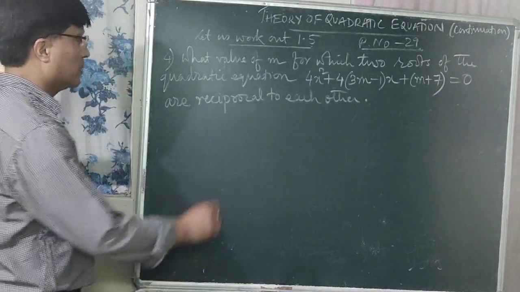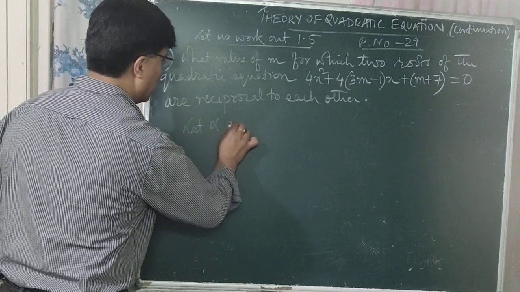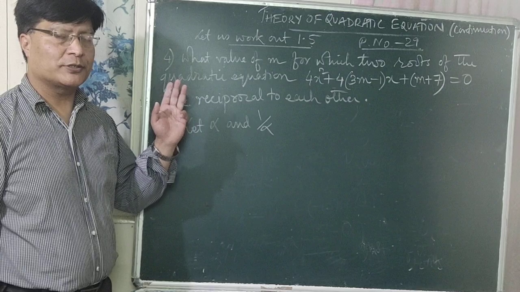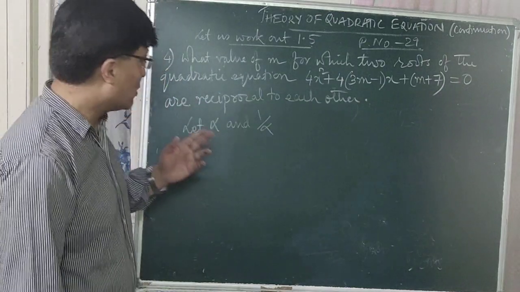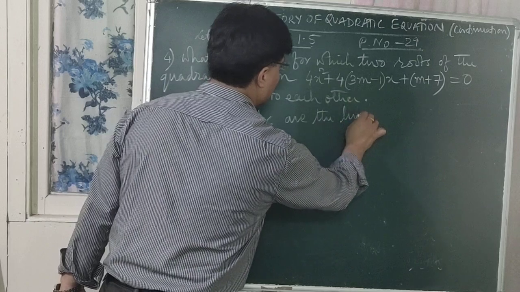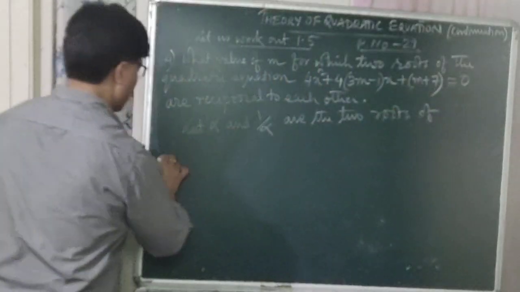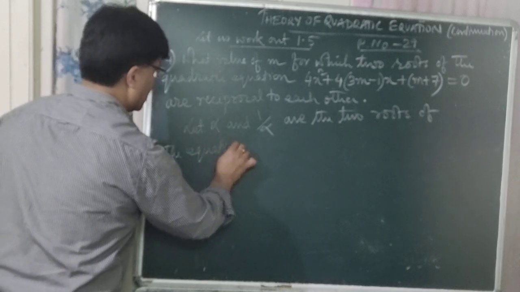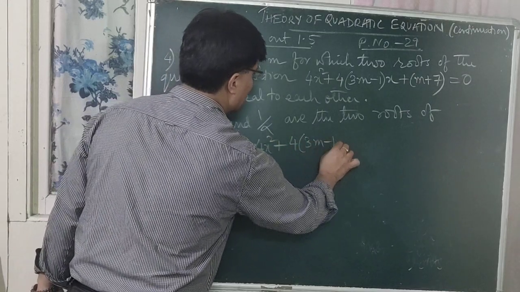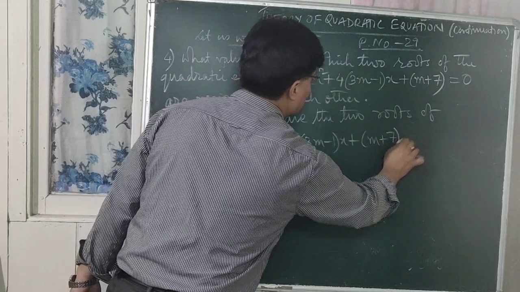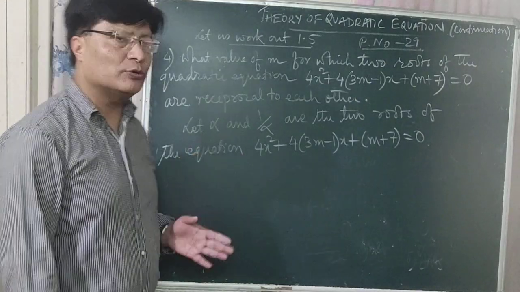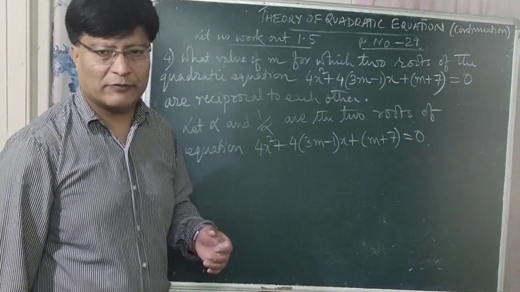Okay? So now, let alpha and 1 upon alpha, किनभने क्वेशनमा भन्दैछ the two roots of the equation are reciprocal to each other. त एउटा अल्फा भने अर्को के हुन्छ? 1 upon alpha. So let alpha and 1 upon alpha are the two roots of the equation. Which equation? 4x square plus 4 into 3m minus 1 into x plus m plus 7 is equal to 0. Okay. So now alpha and 1 upon alpha are the two roots we have assumed. These are the two roots of the given quadratic equation.